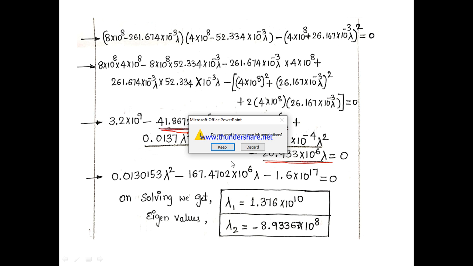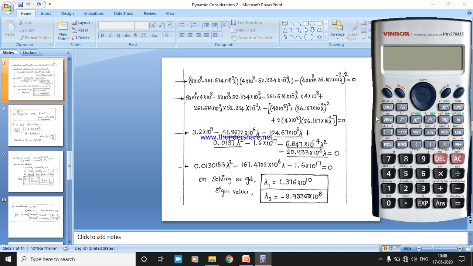Okay, so I have a calculator here. So first let me go for lambda square. So this and this both are lambda square values. So 0.0137 minus 6.847 into 10 raised to minus 4 is equal to, I got this value, 0.013053 lambda square.